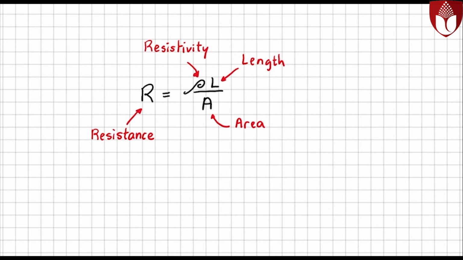Let's use dimensional analysis to work out the units for resistivity. I'll rewrite this first to get resistivity as the subject. The units of resistance is ohms, units of cross-sectional area is meters squared, and length is just meters. So the units of resistivity is ohm meters.